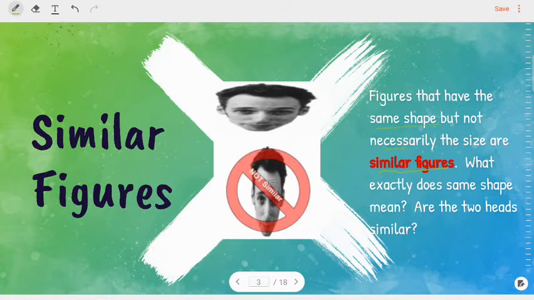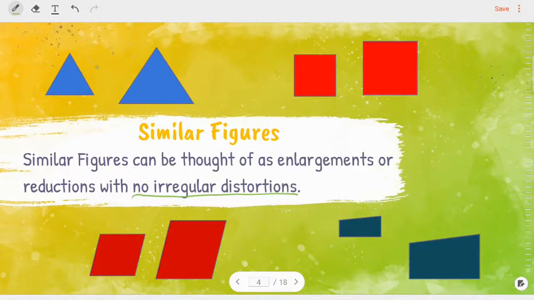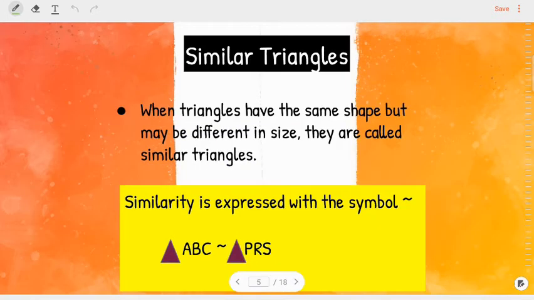So it has to be thought of as an enlargement or a reduction, but with no irregular distortion. So it can't scrunch it, can't make it fat. So these are all examples of similar figures because one's an enlargement or a reduction of the other with no scrunching. So when two triangles have the same shape but different size, they are called similar triangles.